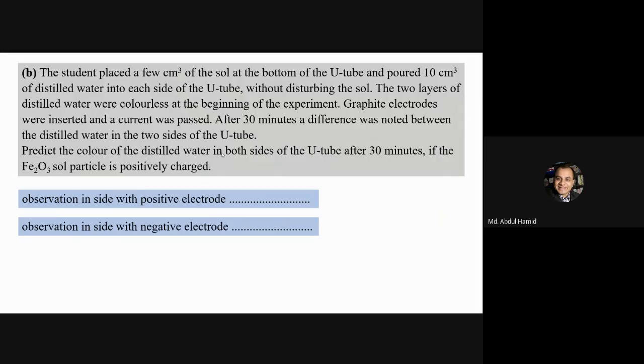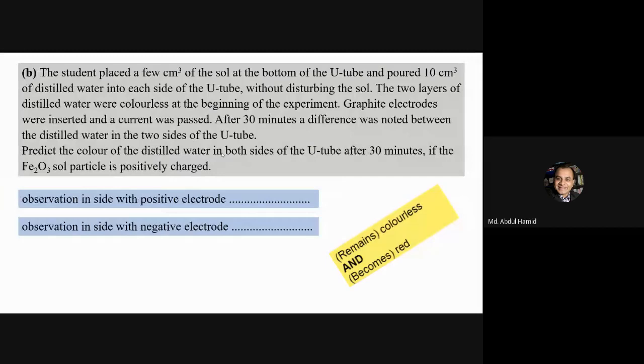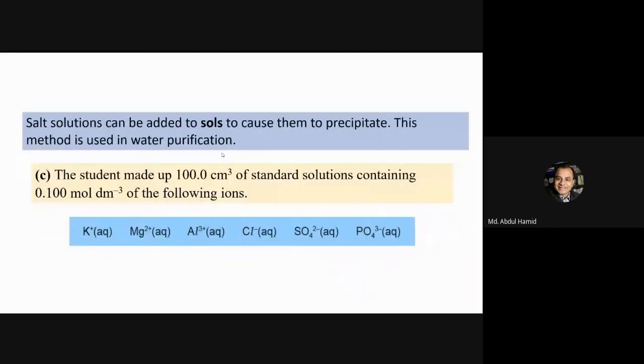After 30 minutes, if the iron 3 oxide sol is positively charged, observe that the positively charged side will be colorless, and at the negatively charged electrode it will be red color. So I think it is clear to you. The iron 3 oxide will move towards the negative electrode. And salt solution added to a sol can cause it to precipitate, and this method is used in water purification. So students are using the following salt.